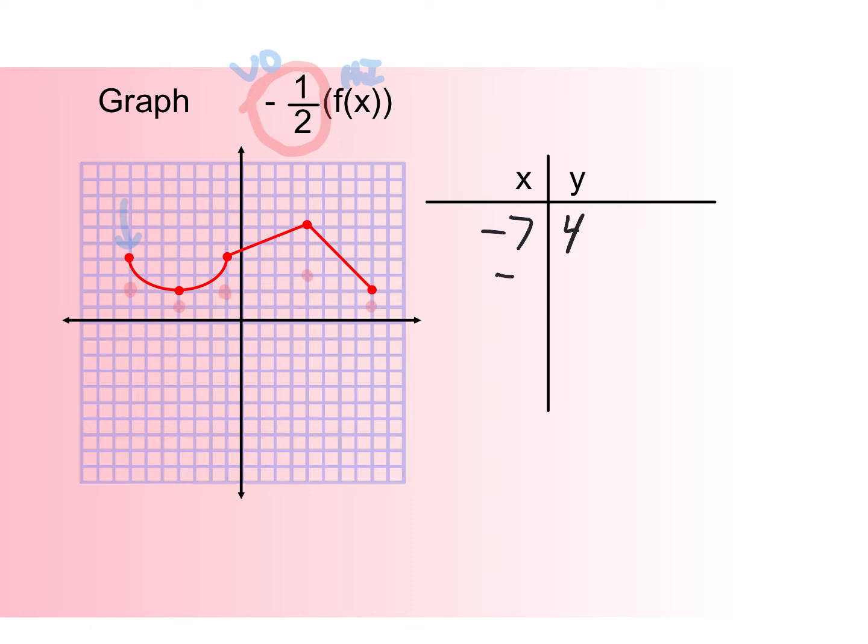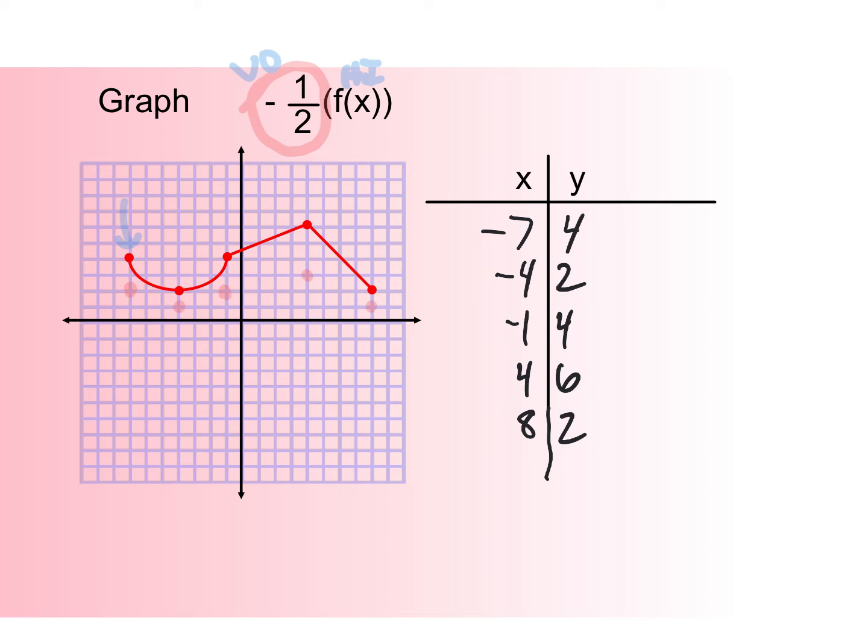What's the next key point? Say it. Negative 4, comma 2. Good. Next one. Negative 1, comma 4. Good. Next one. 4, comma 6. Thank you. And the last one. I think it's 8, comma 2. Can anybody verify that? All right, good.